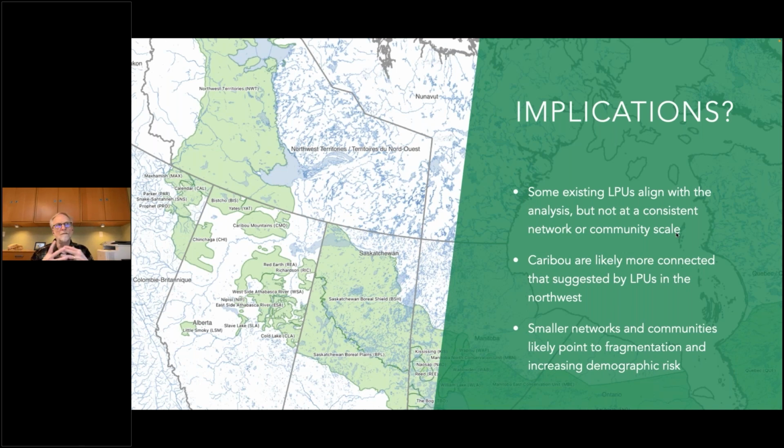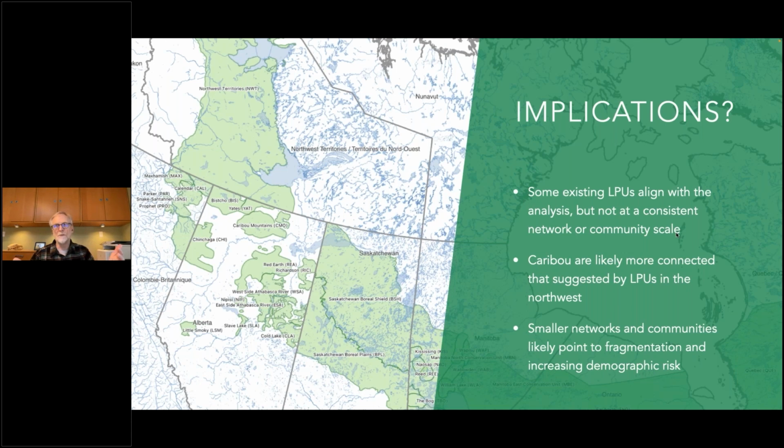So I think we have provided some evidence that at least in the Northwest, we have caribou that are likely more connected than is suggested by these LPU boundaries. And because they're more connected, we're clearly violating this concept of geographic closure, and as a result, those caribou populations may have slightly lower risk.